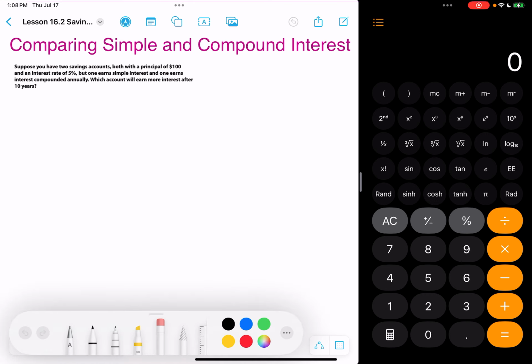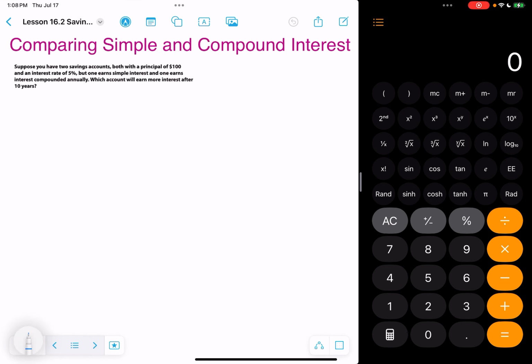Simple interest, on the other hand, is interest that just grows at the end of the term. So at the end of 10 years, simple interest is just going to give us interest one time at the end of that 10-year period. Compound interest, on the other hand, is going to give us interest every single year, 10 times. So in this case, we're going to have more under compound interest. The question is, how much more?